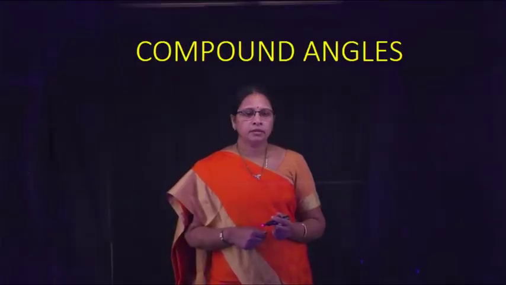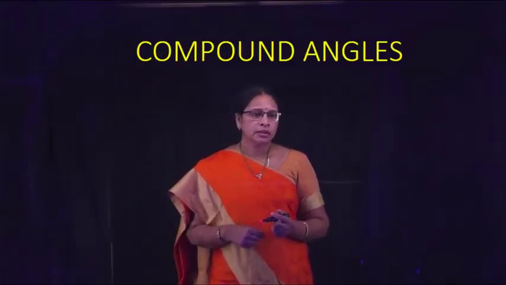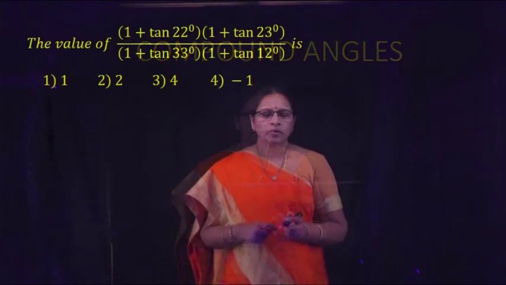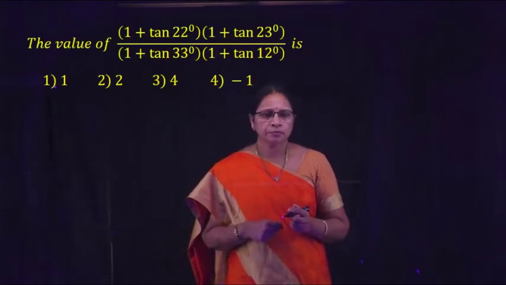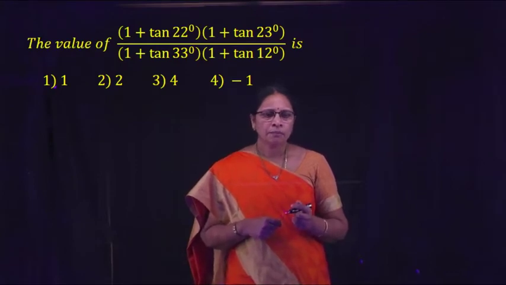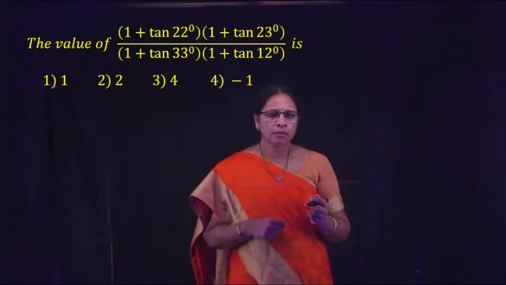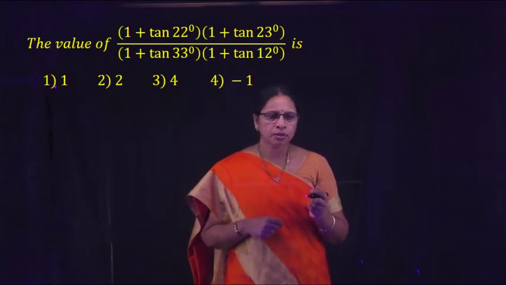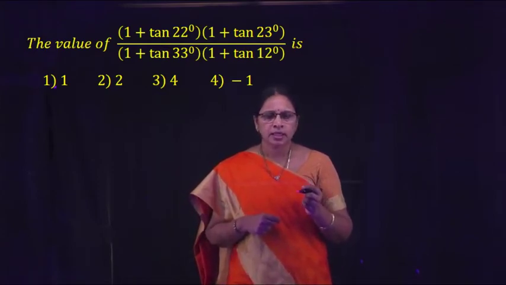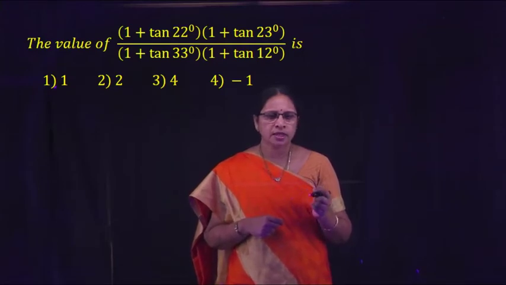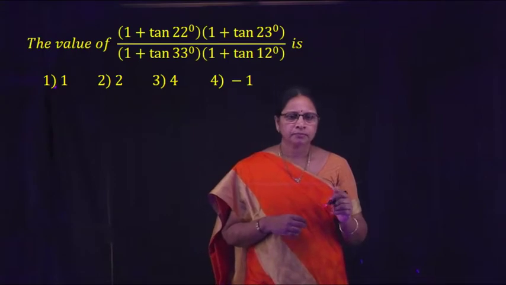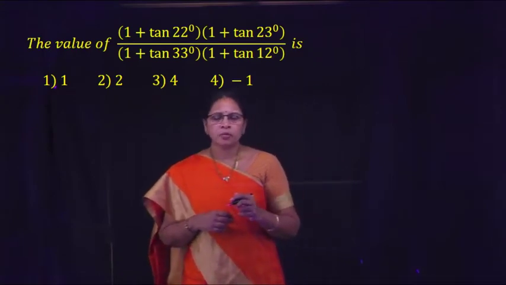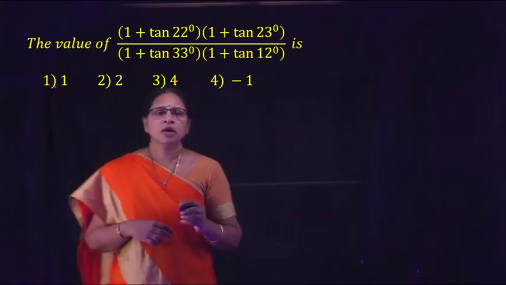Hello everyone. Let us talk about the important problems in the chapter compound angles. Let us see the first problem. The value of (1 plus tan 22)(1 plus tan 23) by (1 plus tan 33)(1 plus tan 12) is. Here the options are: first option is 1, second option is 2, third option is 4, fourth option is -1. We can solve this problem by using the formula.